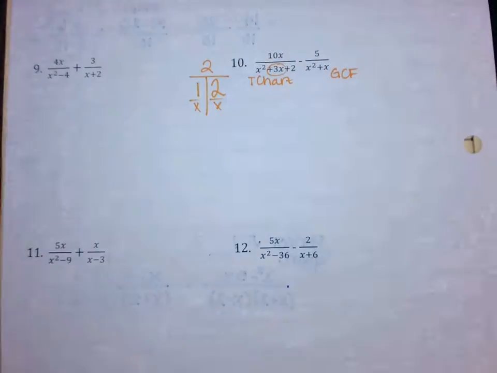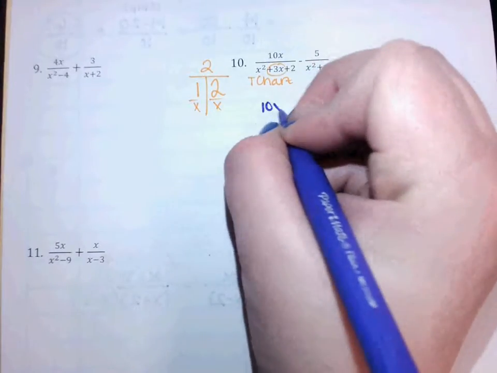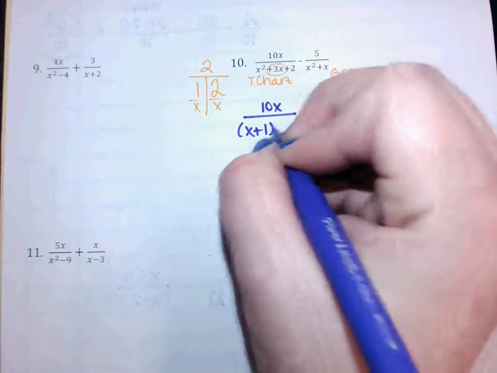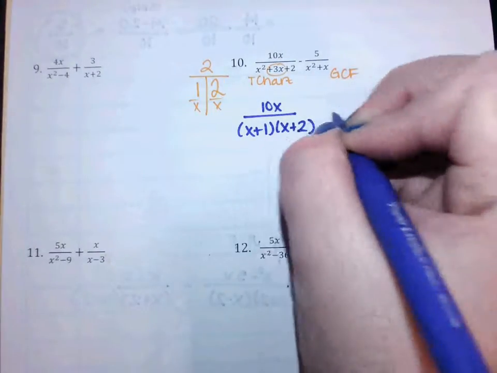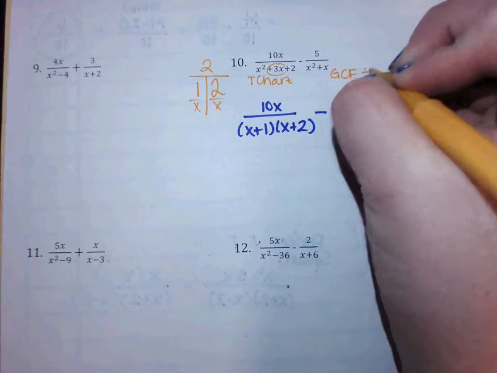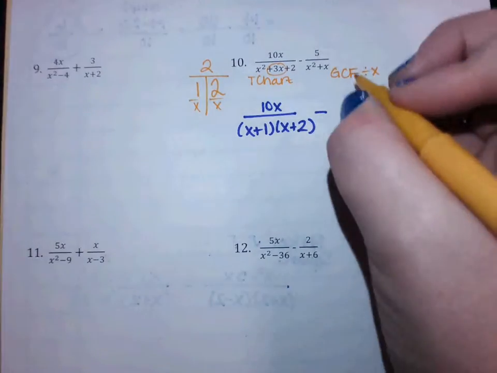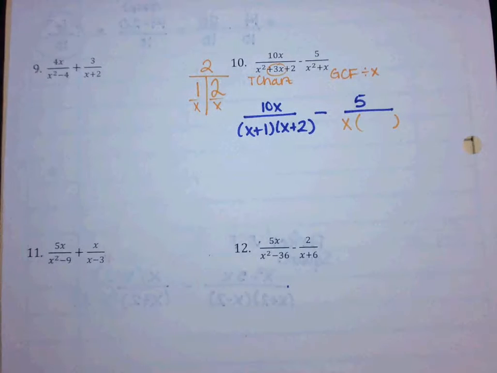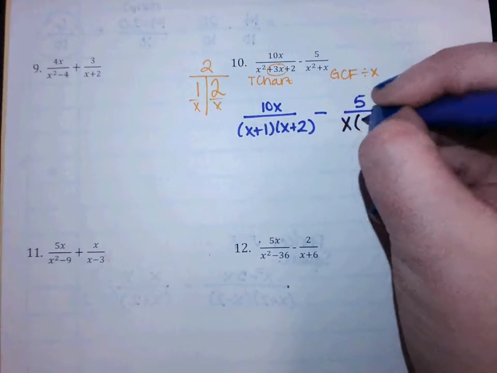Okay, so that one's done. So I have 10x over x plus 1, x plus 2, right? Minus 5 over. Okay, now look at your second bottom. It's an x squared plus x. What do they both have in common? An x. Very good. So I'm going to divide by an x. My x is going to come to the front here. And then I'm going to have to put whatever's left over once I divide that x out. Well, if it was an x squared and I divide by x, that leaves me with an x.